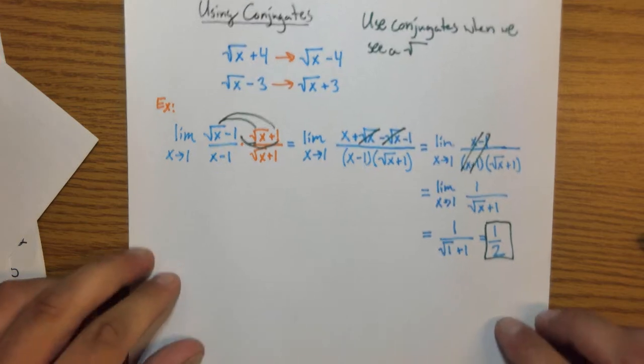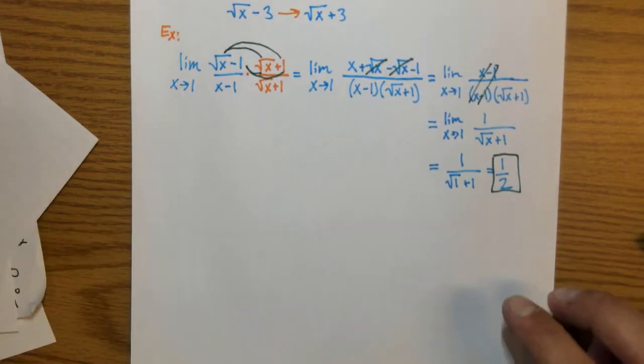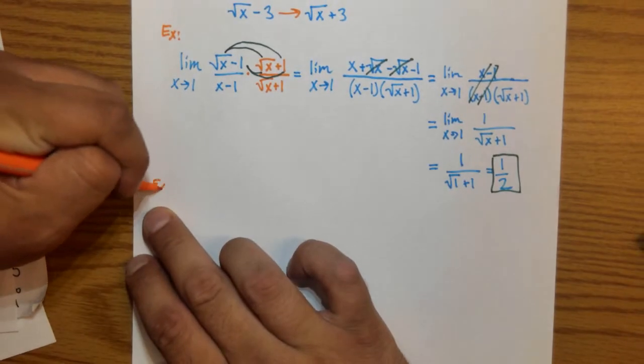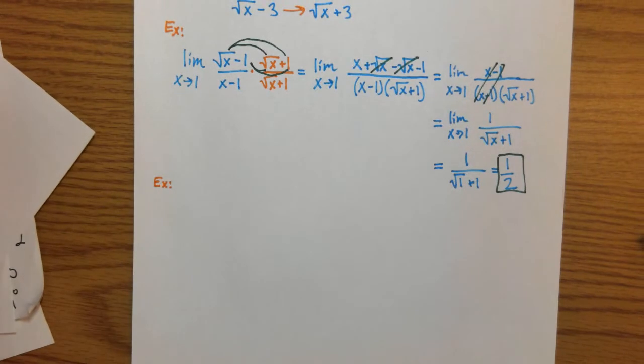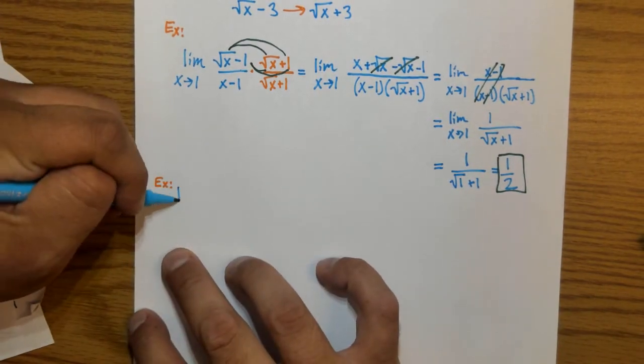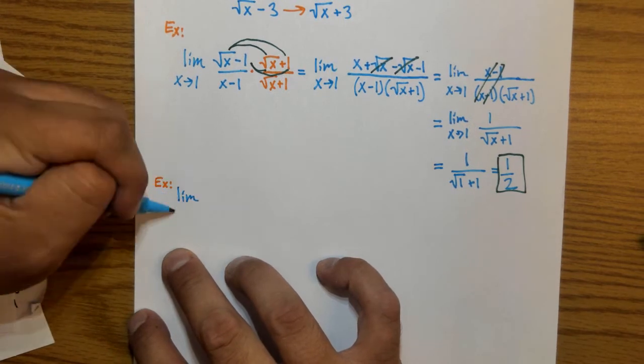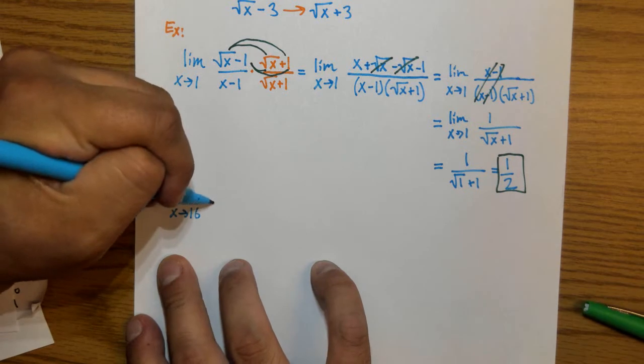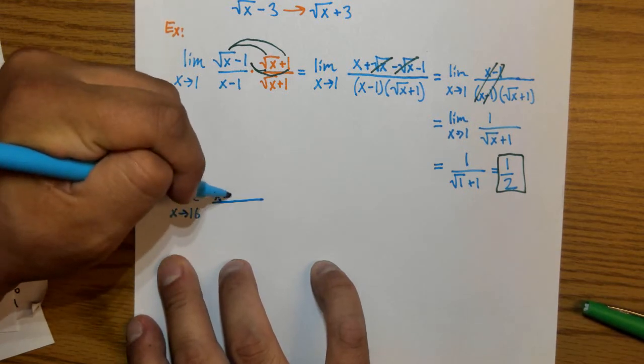Let's take a look at another example here. Say now we have something like, well, same concept. Let's say the limit as x approaches 16. But now we have the radical on the bottom.